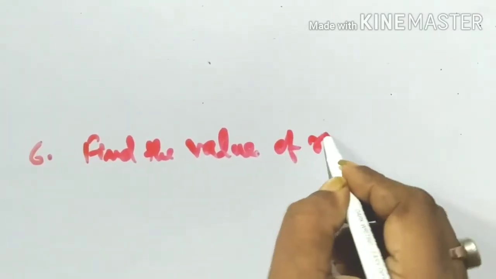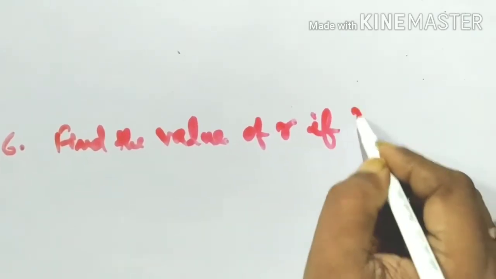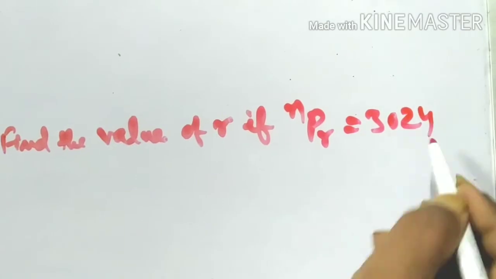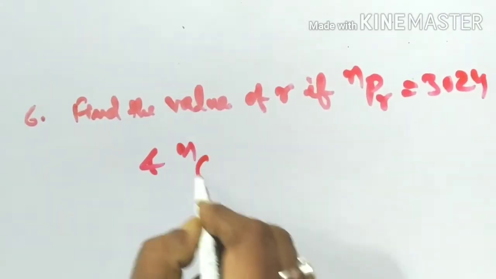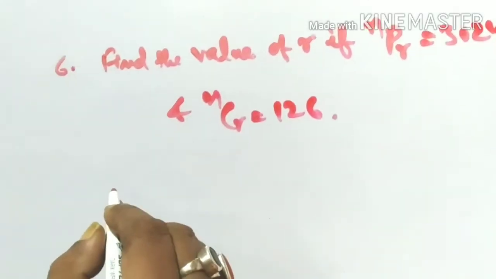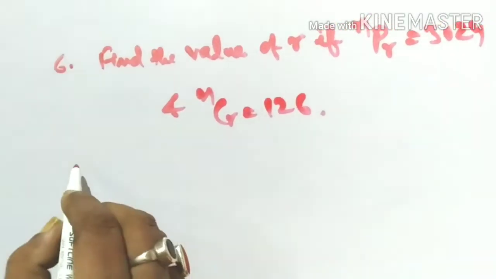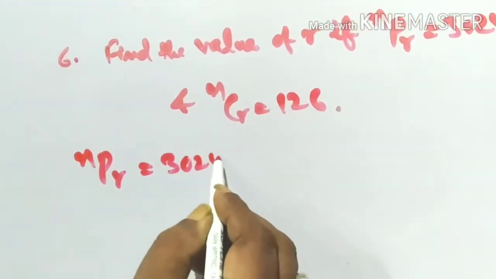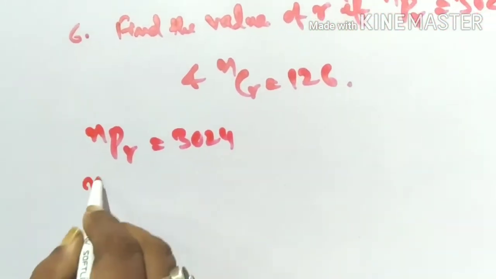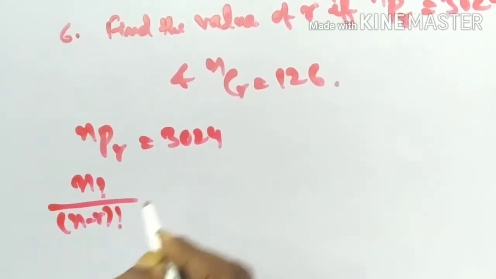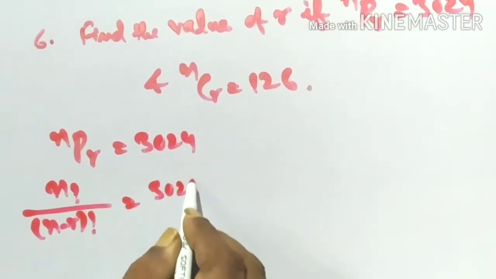Of r if nPr is equal to 3024 and nCr is equal to 126. You have to find the value of r. Now you see nPr, that is 3024. That means n factorial by n minus r factorial is equal to 3024.